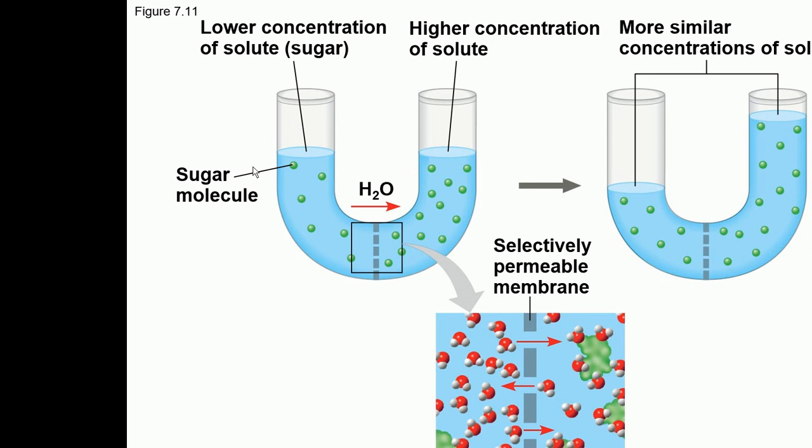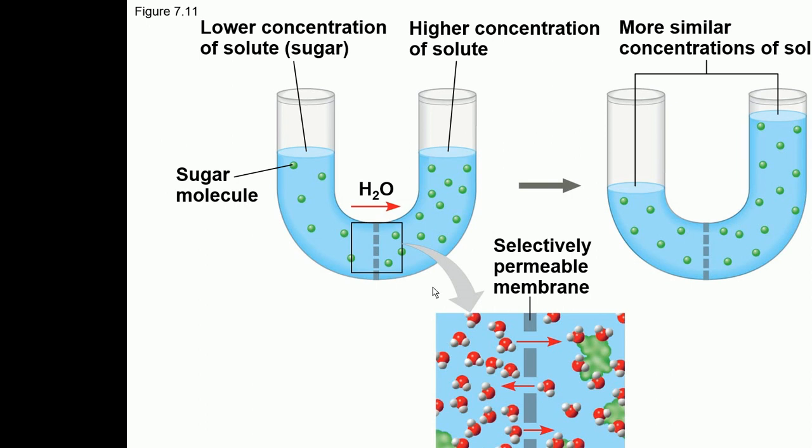So in this U-shaped tube, which is separated by a semi-permeable membrane, there is more concentration of water on this side as compared to this side. So the water is going to move from this side to this side, and you can see because of that the water level rises on this side. So this is a process of osmosis, and it is taking place through this semi-permeable membrane.